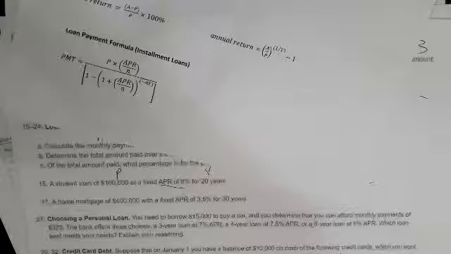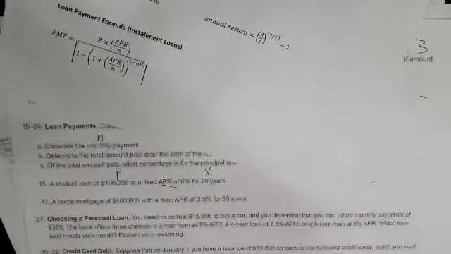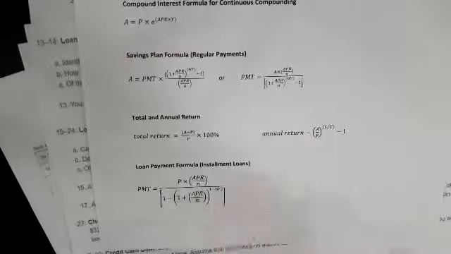For the negative 12, will it always be negative 12 on the equation? Yeah. So on this equation, typically when we make loan payments, our n is always going to be 12, and that negative is in the formula. So you always have to have a negative on your exponent.